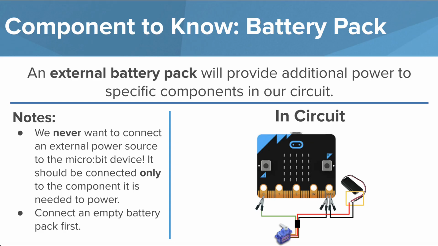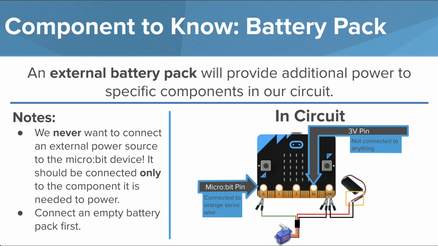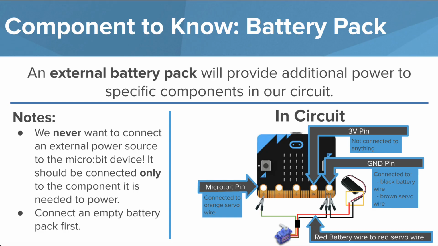Let's dissect the circuit we'll build in the upcoming exploration. The microbit pin, either 0, 1, or 2, will be connected to the orange servo wire. The 3V pin will be empty. Nothing should be connected here. The GND pin will have two connections, one to the brown wire of the servo motor and the other to the black wire of the battery pack. The red wire of the external battery pack will be directly connected to the red wire of the servo motor. You may want to revisit this slide when connecting your circuit in the next activity.